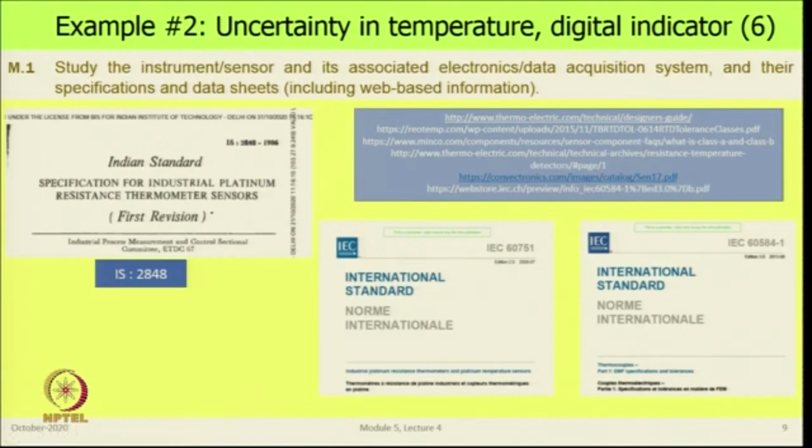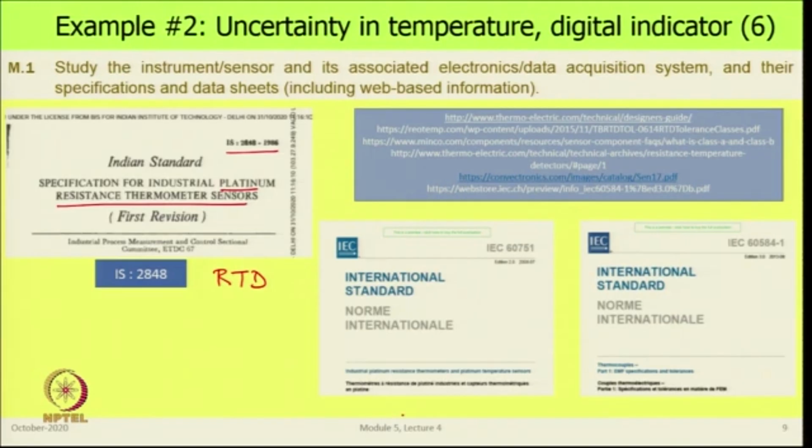For resistance temperature detectors, which are called platinum resistance thermometer sensors, what we have been calling RTD, we have IS 2848, which is the latest version from a few years back, and it gives us all the details of the sensor. So, this is one standard, and we can freely download it and have a look at it.